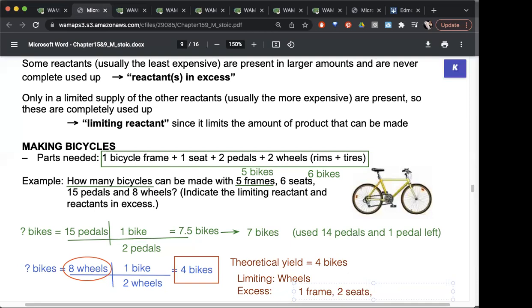How many pedals are left? So let me do a little side calculation on the pedals. We had 15 pedals originally. And we made 4 bikes, so we used up 8 pedals. Used up. Right? Okay, yeah. So that means we have 7 pedals left over. Okay. 7 pedals left. Anything else? No, that's it. We used up all the wheels.